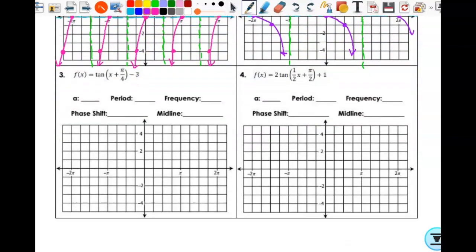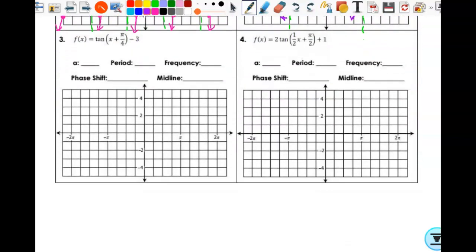What is A in number 3? Or actually, I have parentheses here. Do I need to factor? No, I don't need to factor. Okay. So what is A? 1. What is the frequency? 1. So that means the period is pi. Okay. Phase shift, I do have 1. What am I doing here? Left pi fourths, midline, y equals -3. There we go. So I get in my midline here.